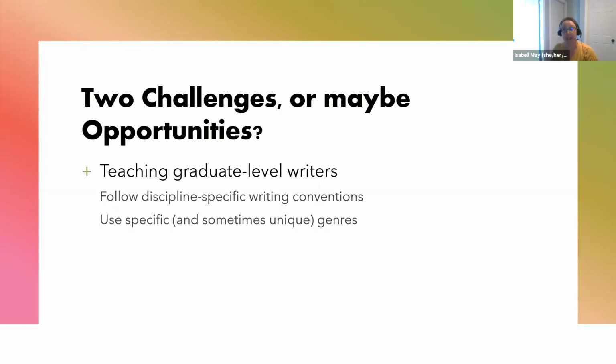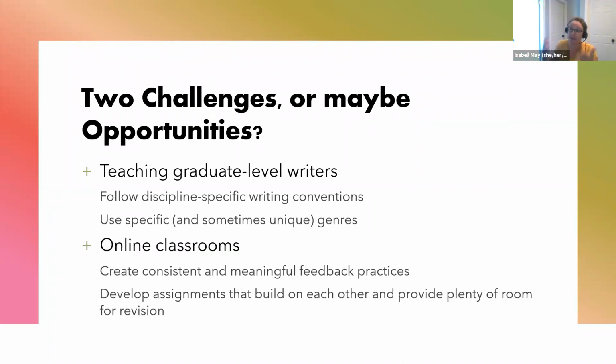And that is a particular task that's super interesting, but also challenging because graduate level writers have to follow discipline-specific writing conventions, and they have to use specific and sometimes unique genres. And I'll talk about genres a lot in a moment. So if you have any questions about the term, I'll explain it in a second, the way that we use it in writing assessment. And then, of course, the other challenge is we're teaching in online classrooms.